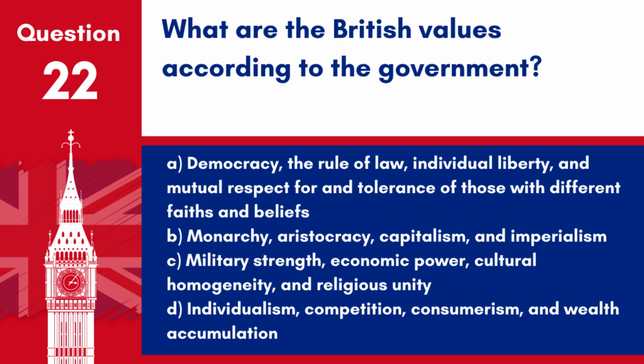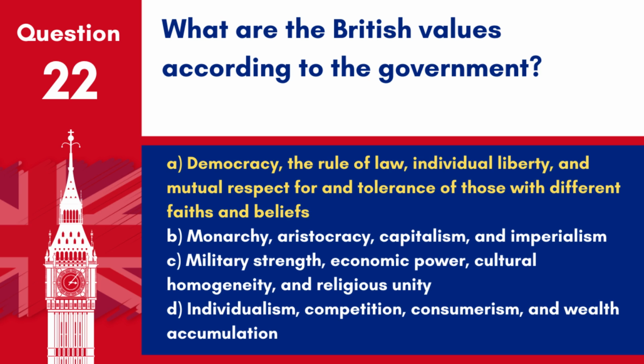Question 22. What are the British values according to the government? A. Democracy, the rule of law, individual liberty, and mutual respect for and tolerance of those with different faiths and beliefs. B. Monarchy, aristocracy, capitalism, and imperialism. C. Military strength, economic power, cultural homogeneity, and religious unity. D. Individualism, competition, consumerism, and wealth accumulation.